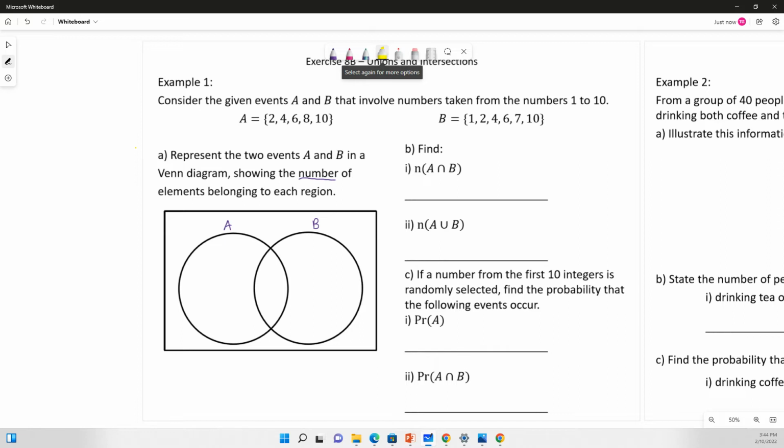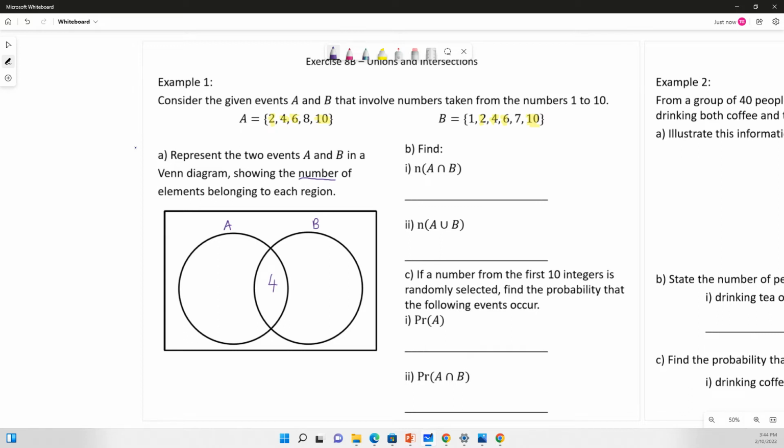So 1 is in B but not in A, but we can see we've got 2 in both. 4 is in both. 6 is in both. And 10 is in both. So the number of elements that are in both, we've got 2, 4, 6, and 10. So there's 4 different elements there. So we're going to chuck a 4 in here for the intersection.